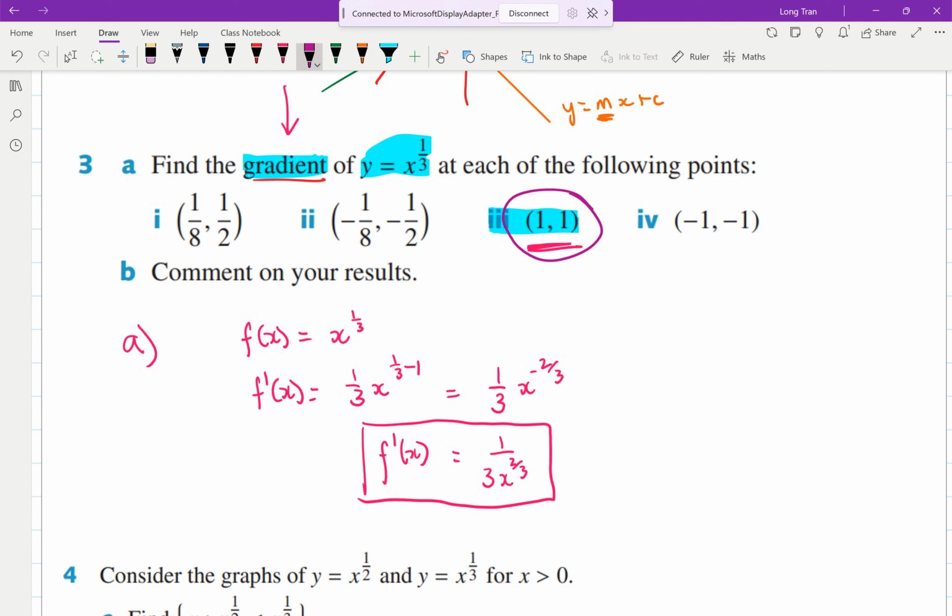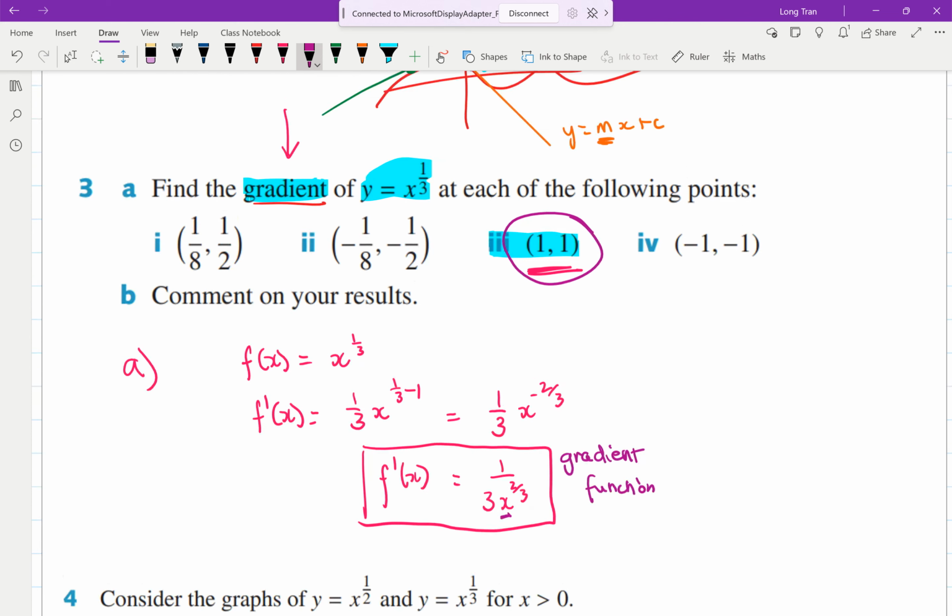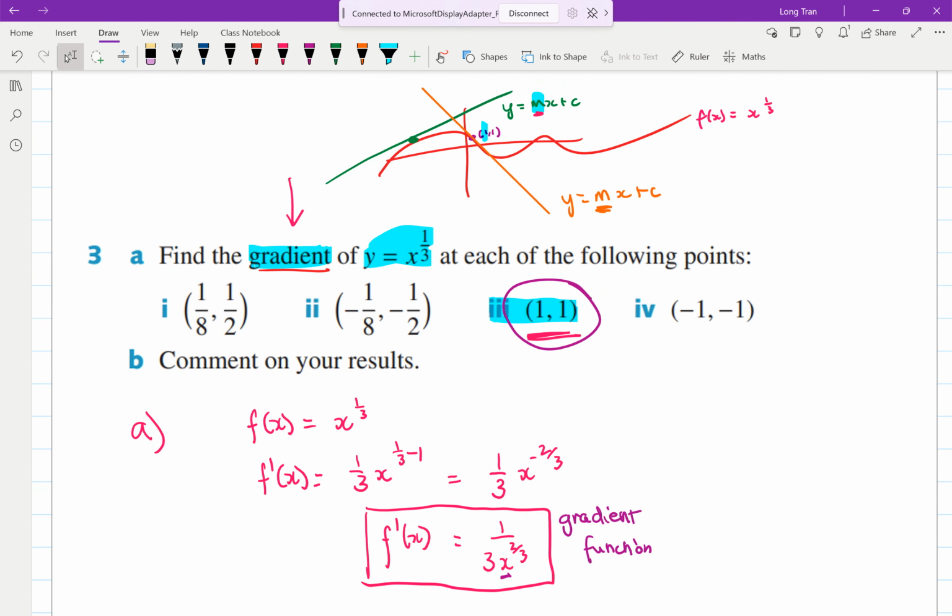So for those who don't understand what I mean when I say gradient function, this just means you found a rule to find any gradient as long as you know what x is. X is a coordinate on the graph. So it doesn't matter what the graph is, as long as I know which x value I'm looking for. This is a rule that allows you to find the gradient for that particular function.